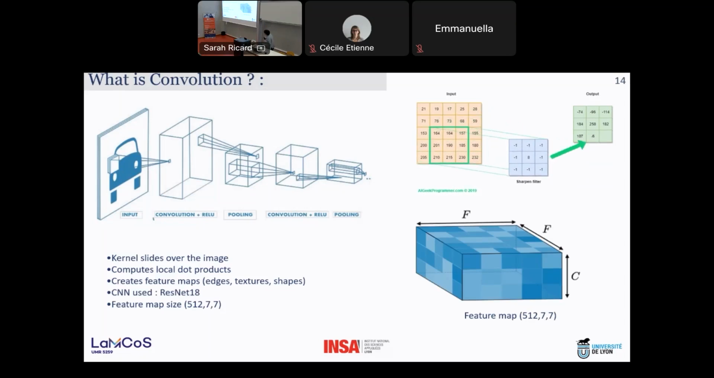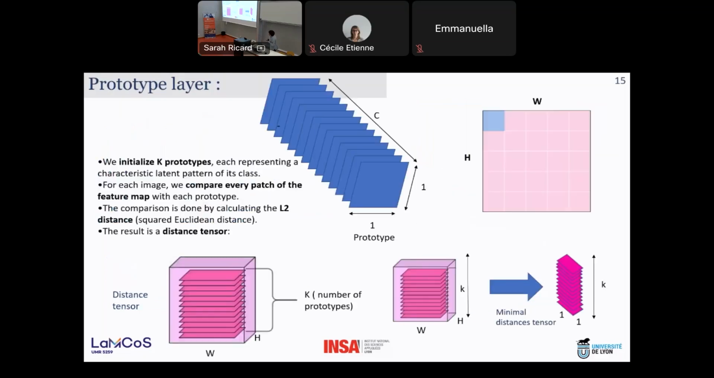As for why we cropped the sub-images before, it's because we're using a CNN backbone called ResNet-18 with pre-trained weights. That takes this particular dimension as an input and outputs a feature map of size 512 by 7 by 7. So this means that it extracts 512 features from each input image.